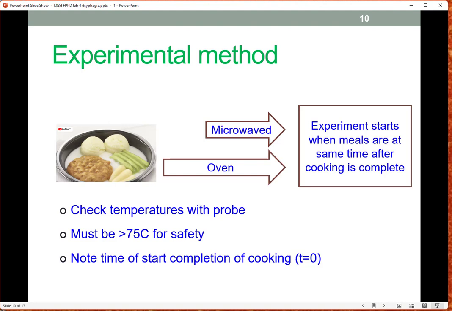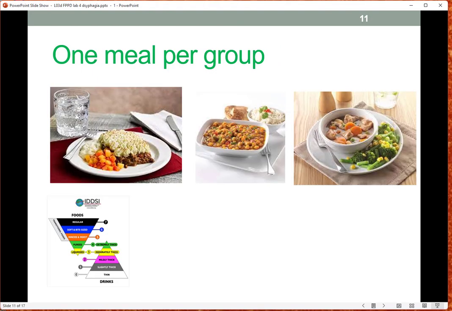We need to check the temperatures with the probe in case we want to taste them. Obviously it must be over 75 degrees for safety. And we note the time at the completion of cooking. Each group will work with a single meal and its components, so it'll be shepherd's pie and two veg there at a particular IDSI level, for example.